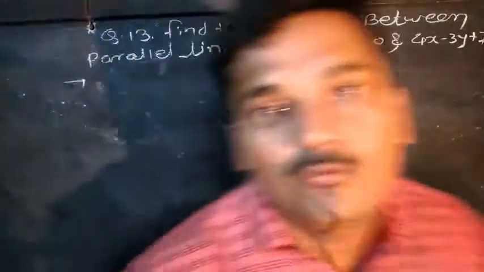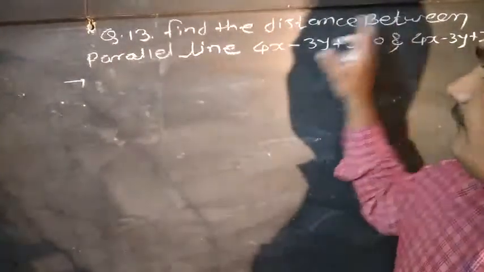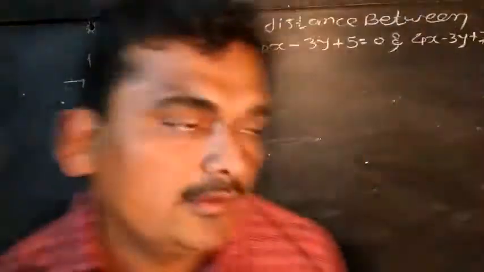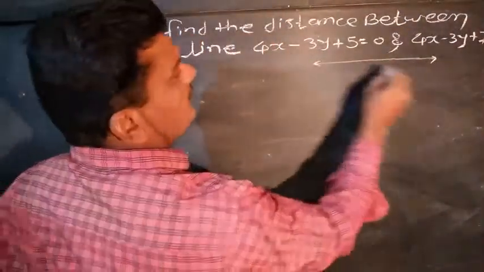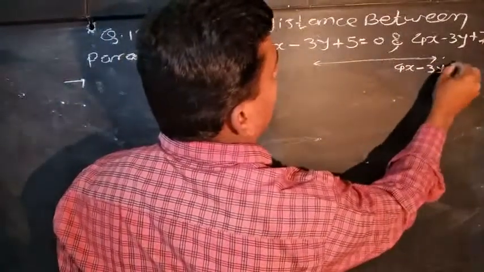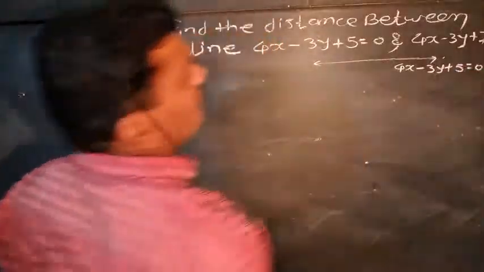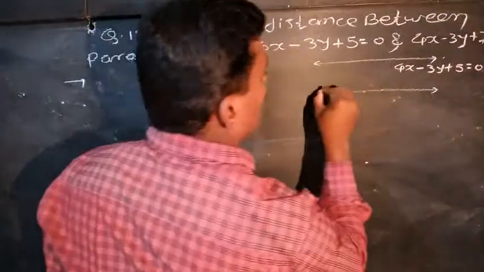Next, solve question number 13 in exercise 5.4. Find the distance between the parallel lines whose equations are given. Consider this as the first line. The equation of this line is 4x minus 3y plus 5 is equal to 0, and take the second line parallel to this line.